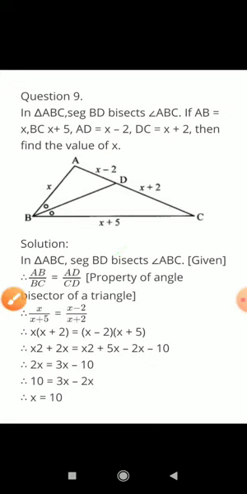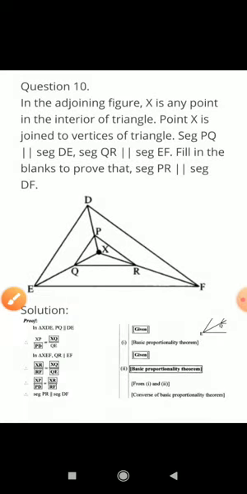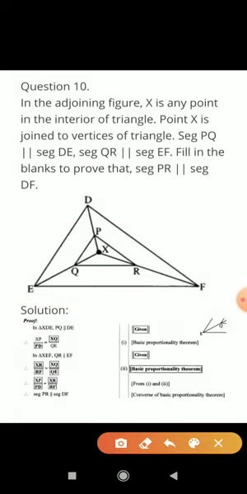Okay, then next question number 10. In the adjoining figure, X is any point in the interior of the triangle. Point X is joined to the vertices of the triangle. Segment PQ is parallel to segment DE, and segment QR is parallel to segment EF. Fill in the blank to prove that PR is parallel to segment DF.